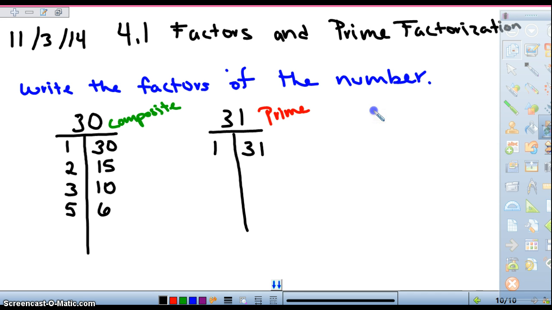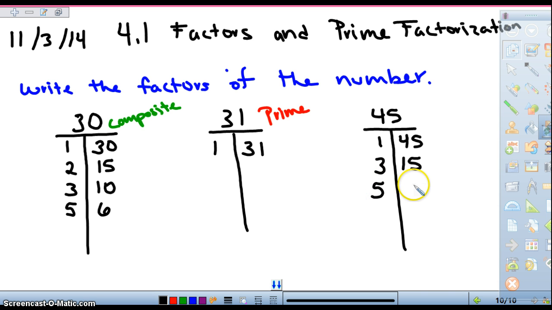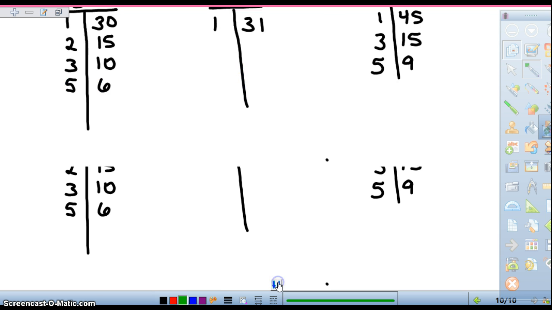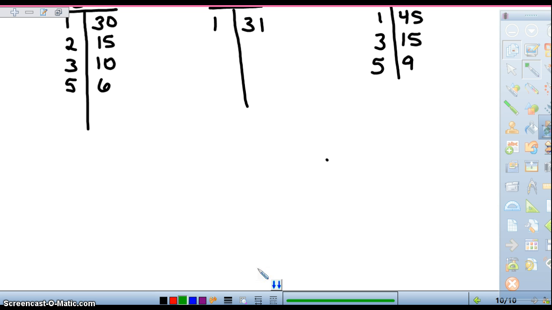Let's find the factors for 45. 1 and 45. Would 2 be a factor? No. What about 3? Yes. 3 times what? 15. What about 4? 5? Yes. 5 times what? 9. Have we completed all the factors of 45? Yes. Is 45 prime or composite? Composite. Now the number 1 is neither prime nor composite.